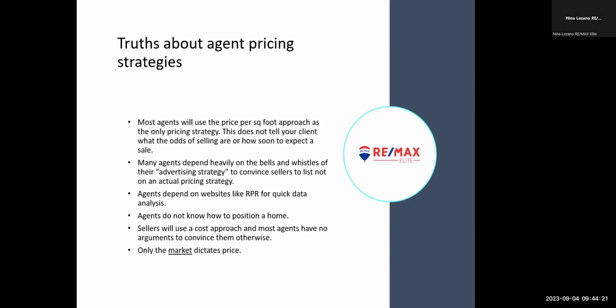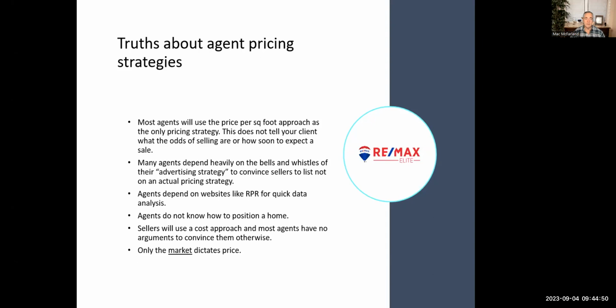But truths about agent pricing strategies. A lot of agents will take a listing over the recommended list price. They'll do that. In fact, there's an instructor out of Houston that used to teach people, it doesn't matter what price it is, just take the listing. Your sign's in the yard, you're going to get phone calls. And it's just my opinion, but in our area, we work in a small area. And if you list the property over price, people are going to think you're crazy, right? And we don't want to do that.